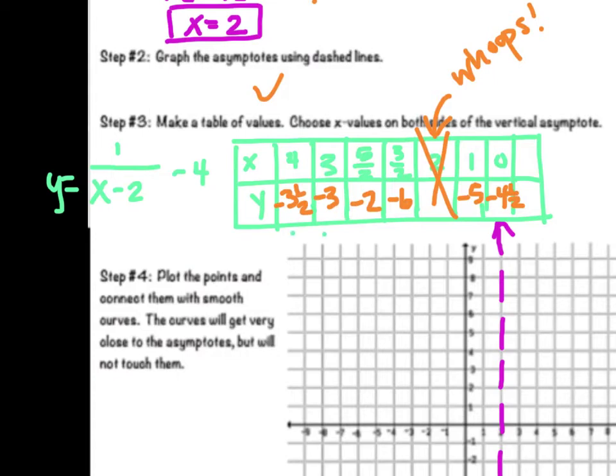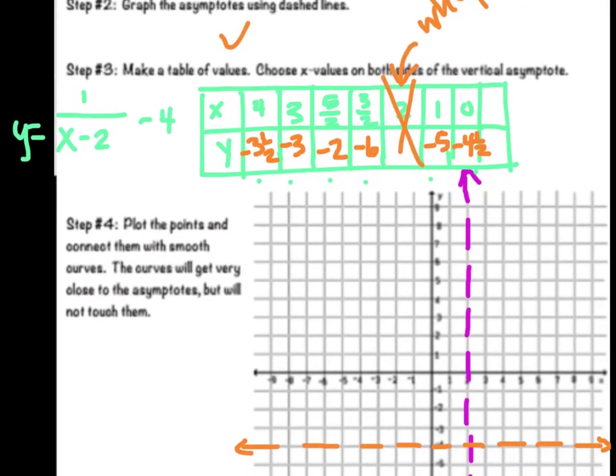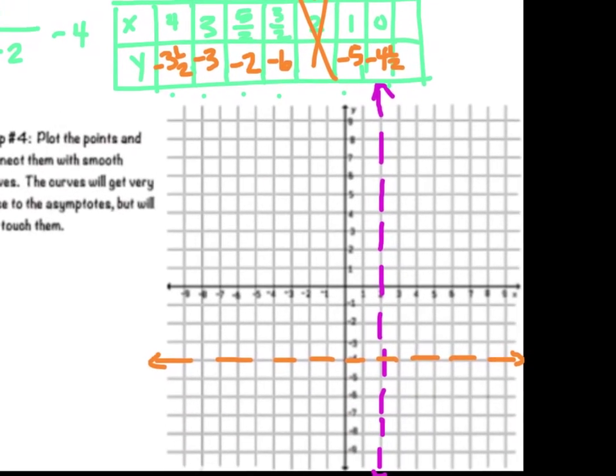Anyways, we have the points 4, -3/2. We have the point 3, -3. We have the point 5/2, 2. We have the point 3/2, -6. We have the point 1, -5, and 0, -4/2. So those are our points. Let's see how they end up graphing.